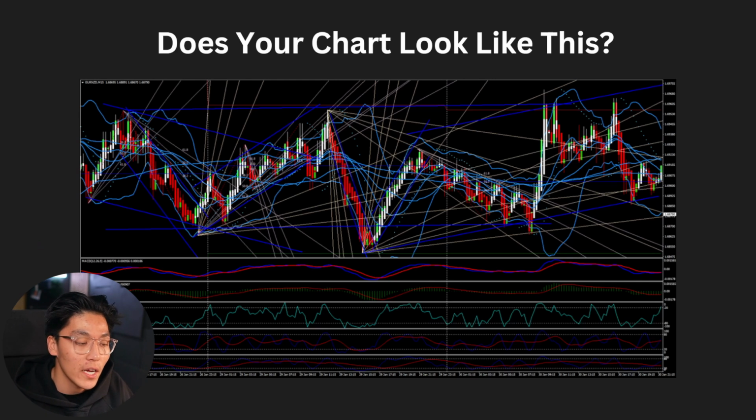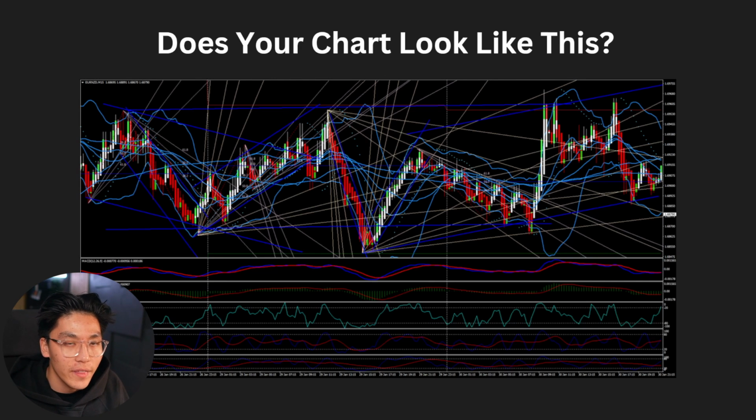Me personally, when I started trading, I was led to believe that the more trend lines, the more indicators, the better, right? My chart actually looked very similar to this. I had so many trend lines. I had the MACD, I had the RSI, I had so many indicators, I had so many different EMAs on the chart as well, right? What this does is create too much noise.